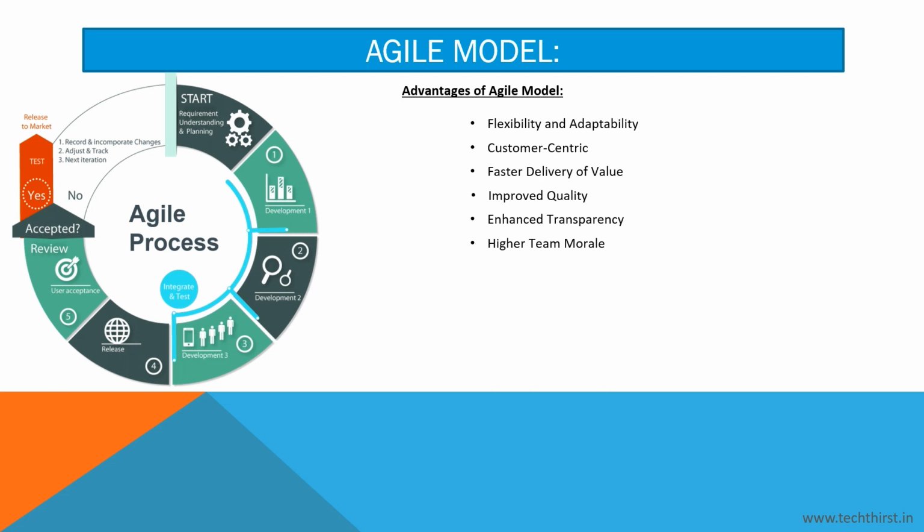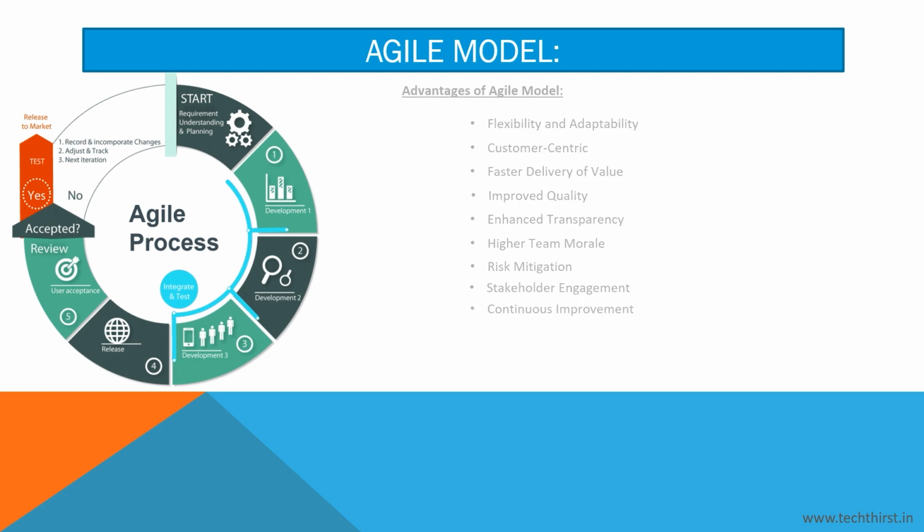Risk mitigation. Agile's incremental and iterative approach allows teams to address risks and issues incrementally, reducing the likelihood of catastrophic project failure. Stakeholder engagement. Regular interactions with stakeholders keep them engaged and informed, reducing misunderstandings and miscommunications. Continuous improvement. Agile promotes regular retrospectives where teams reflect on their processes and make adjustments for ongoing improvement.